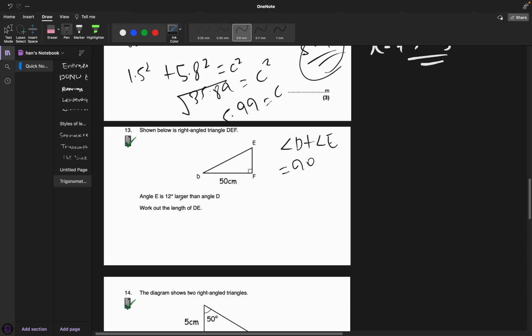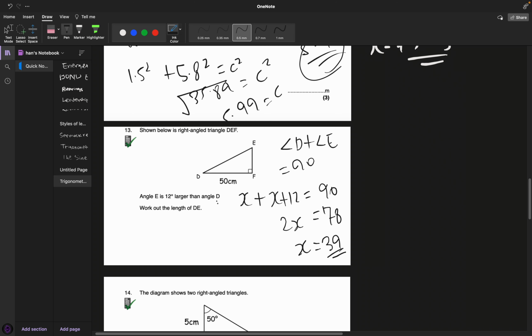Angle E is 12 degrees larger than angle D, right? Let's make an equation. If angle D is x and angle E is x plus 12, right? It's going to equal 90 degrees. With a minus 12 on both sides, that should give us 78. Yep, 78 is equal to 2x. So x is 78 divided by 2, which will be 39.